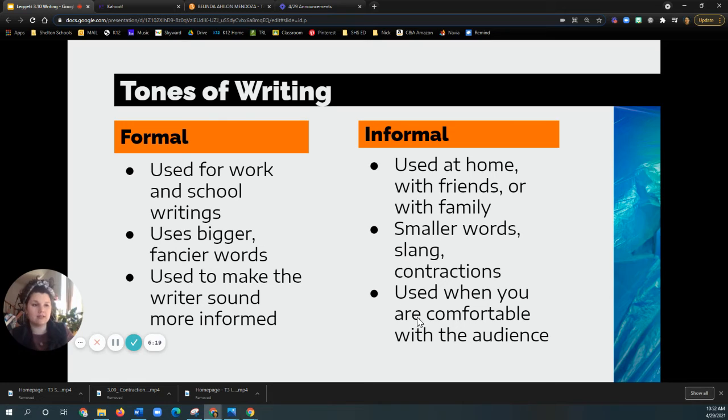Another note on audience is that if somebody is in a position of authority over you, that would be formal. So if you are writing for a teacher, for a principal, for a boss, for an elderly person that you don't know, or a stranger, you default to formal. If it is a friend or family member that you know really well, that's when you can use informal.